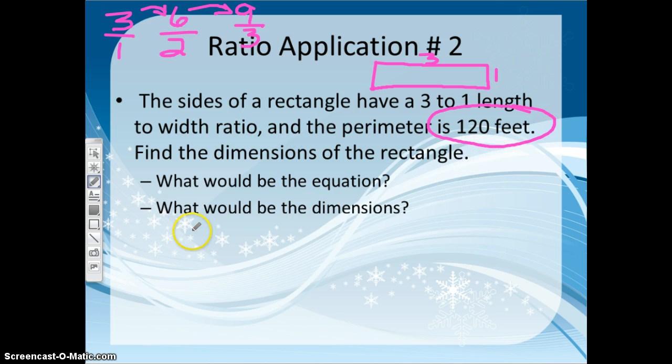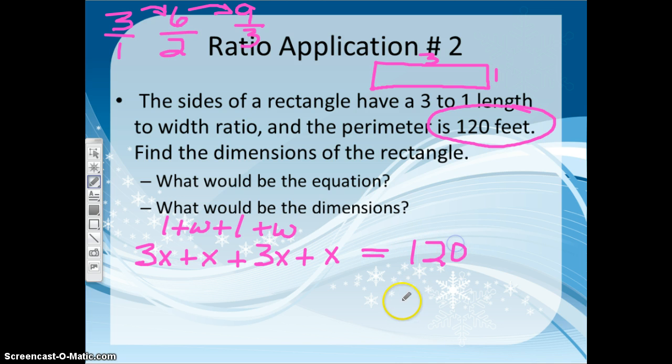So, remember what perimeter is? Length plus width plus length plus width. Now, we've got to put in our ratio of 3 to 1. 3x plus 1x plus a length that is 3 times the width plus a width that is only 1x. And all of that added together equals 120. We're looking for that multiplication factor.